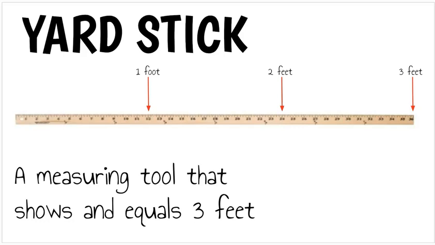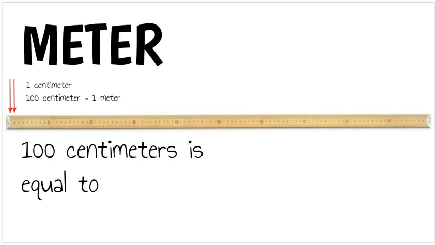Next, we have a yardstick. A yardstick is a measuring tool that shows and equals 3 feet. So this would be 3 rulers long. A measuring tool that shows and equals 3 feet is a yardstick.